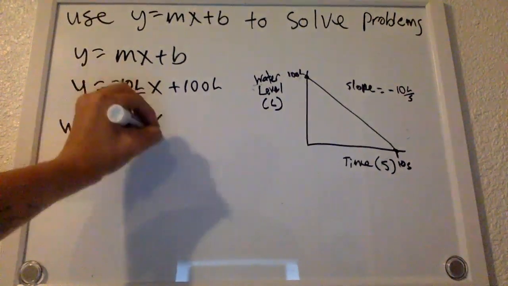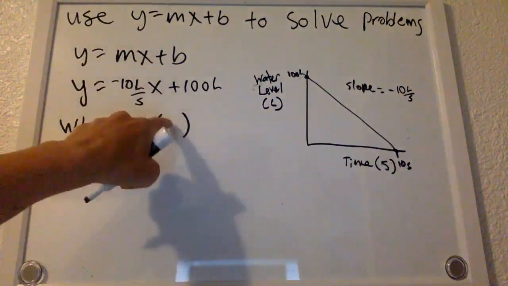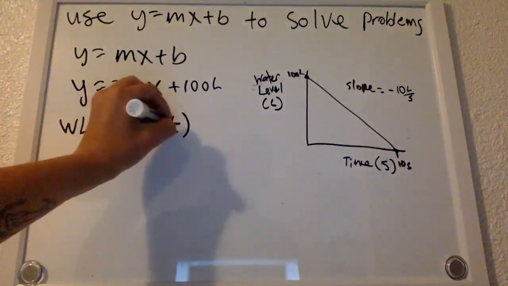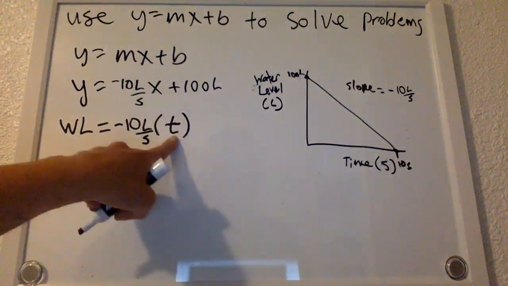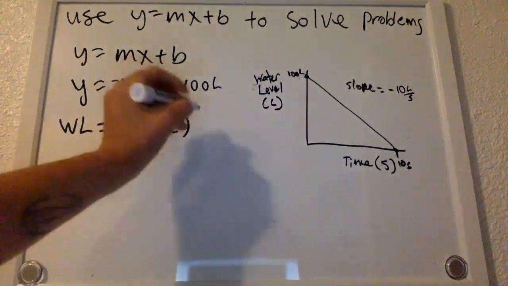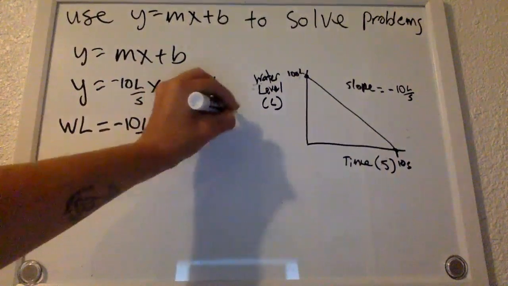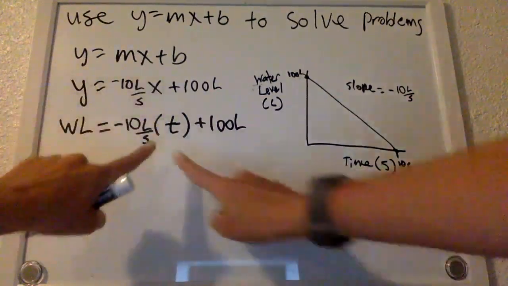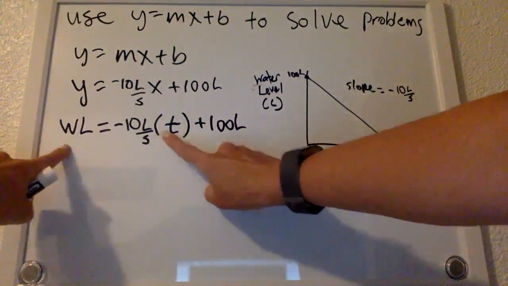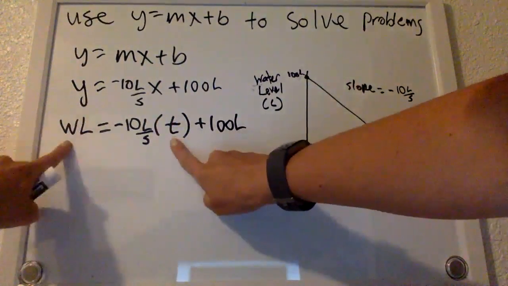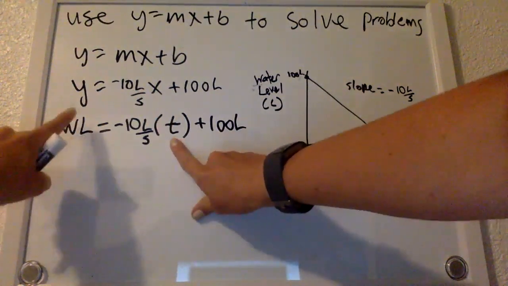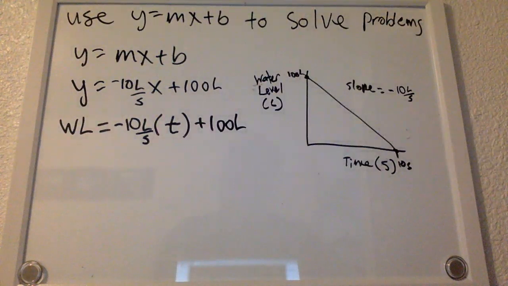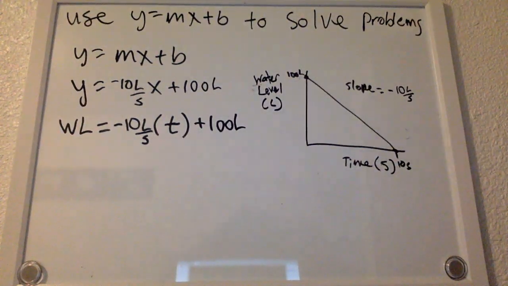Times, and I'm going to write it in parentheses, times your time. I'm just going to do a T. It's your time that you let your bathtub drain for, plus 100 liters, because this x was graphed on the x-axis as time. So this is showing me this relationship. If I know the time, I could solve for the water level. And vice versa. If I know the water level, I could figure out at what time that would be. So let me do both of those as an example.